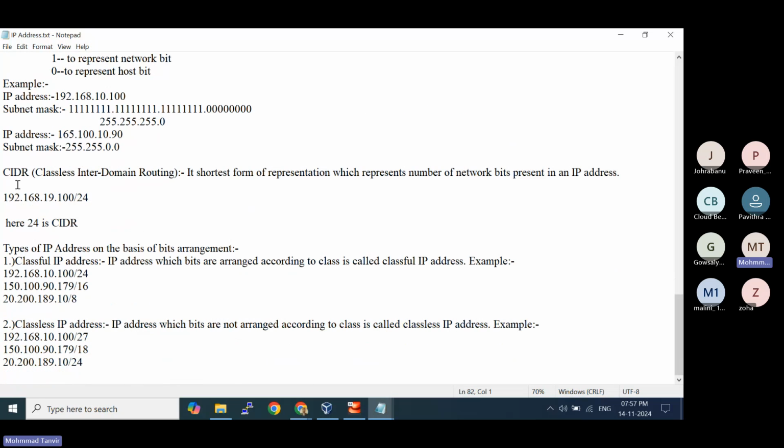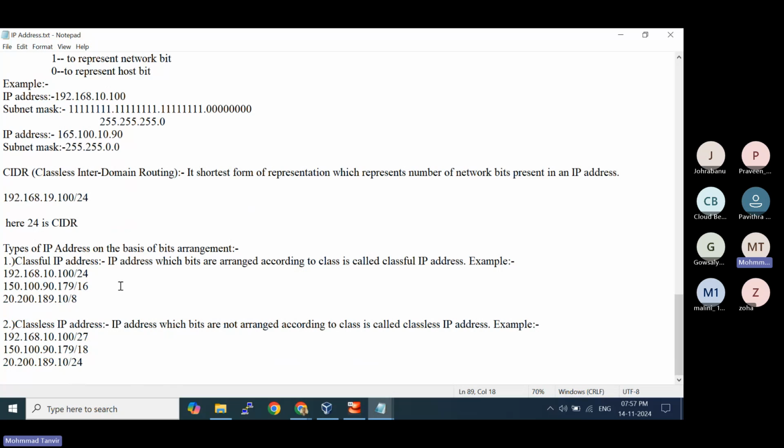Next we have CIDR. So what is CIDR? It is the shortest form of representation. To represent how many bits are network in this IP, we use /24, a slash and then the number of network bits. So it is of class C, so 8+8+8 becomes 24. So here the 24 is the CIDR.